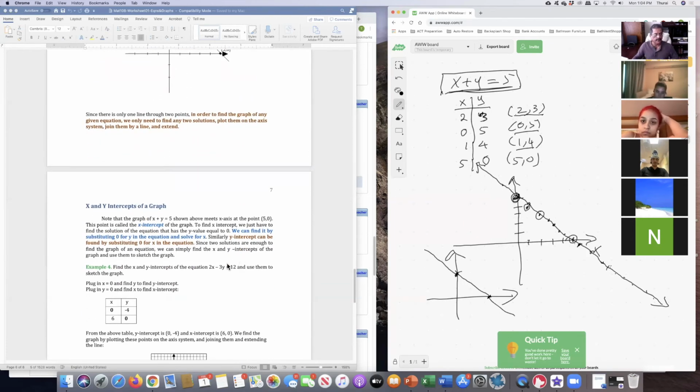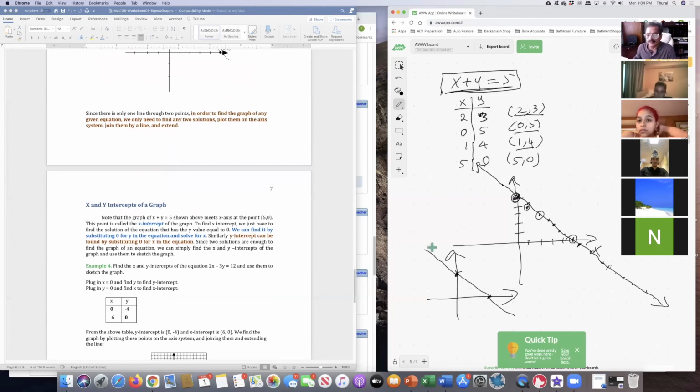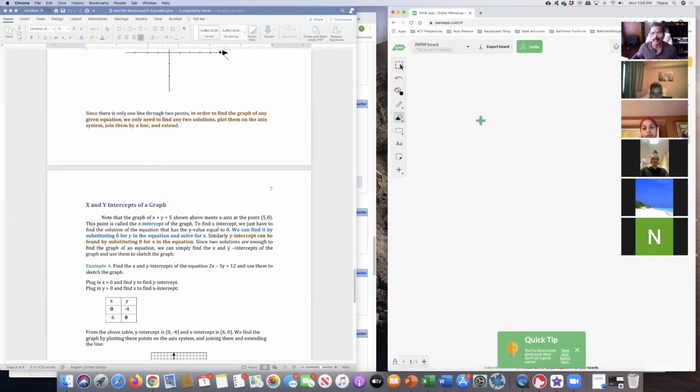Now let's see how to find x and y intercepts. There is a point where the graph meets the y-axis right there. That's called the y-intercept. The point where it meets the x-axis is called the x-intercept. If the problem asks you to find the y-intercept, then you're finding the point on the y-axis that is a solution of the equation. But if it is going to be on the y-axis, then the x-coordinate will be 0. So let me answer the question of finding the x-intercept and y-intercept for a specific equation.